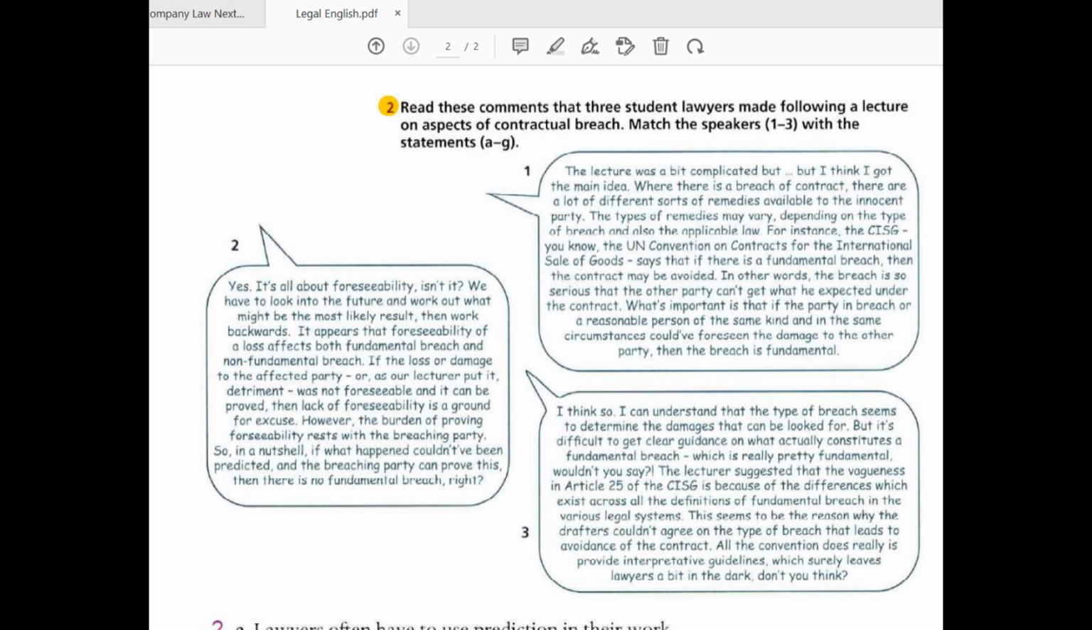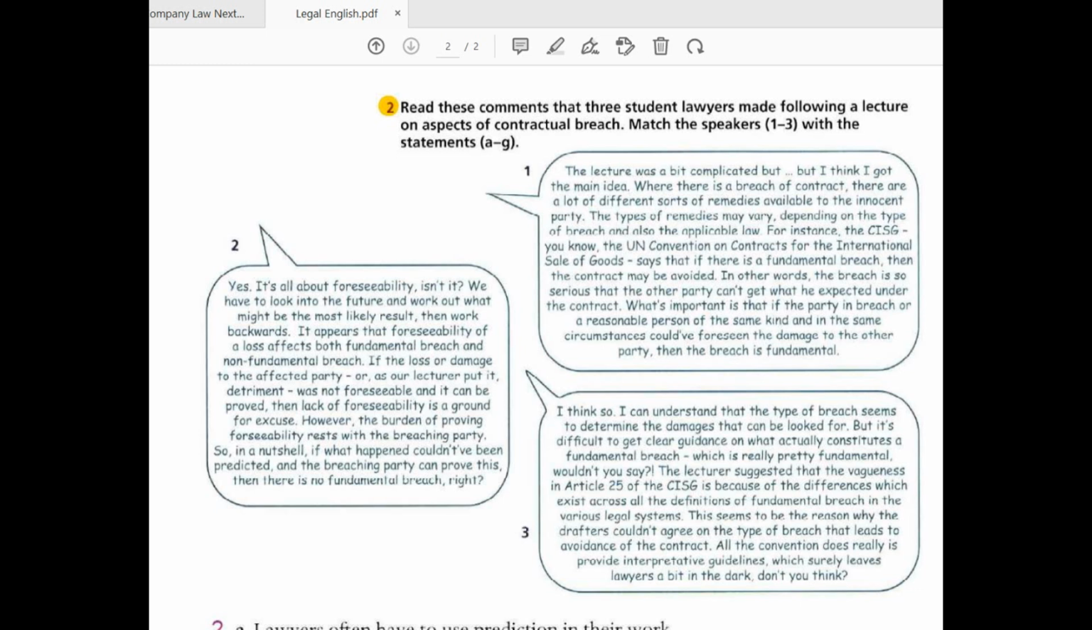The third extract is: I think so. I can understand that the type of breach seems to determine the damages that can be looked for, but it's difficult to get clear guidance on what actually constitutes a fundamental breach, which is really pretty fundamental, wouldn't you say? The lecturer suggests that the vagueness in Article 25 of the CISG is because of the differences which exist across all the definitions of fundamental breach in the various legal systems.